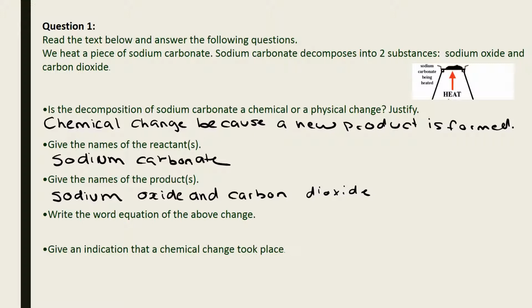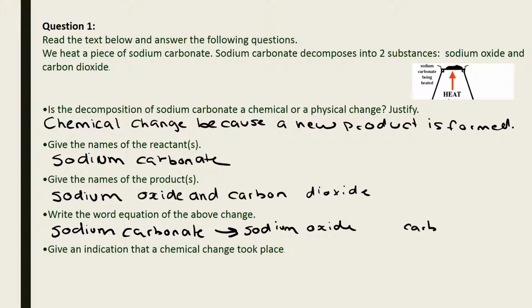Write the word equation of the above reaction. So we always write the reactants and then the products. So we write sodium carbonate and then we put an arrow to show us the products. So that gives us sodium oxide and carbon dioxide. And we don't write and, we have to write plus. So when we write word equations, we don't write and, we write plus.